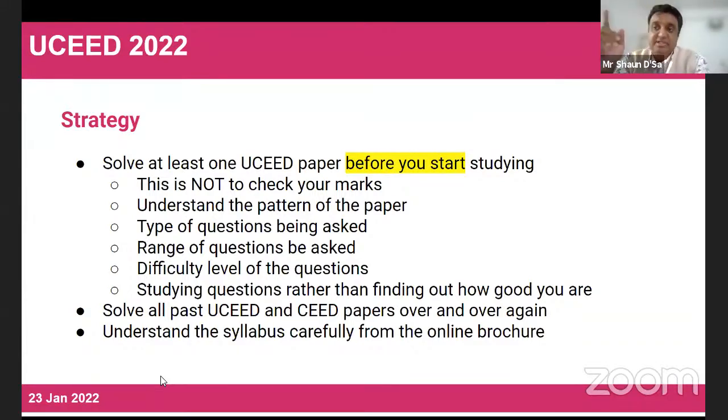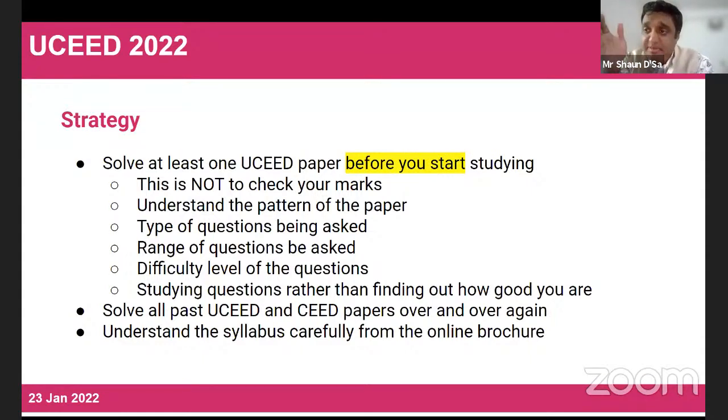Now this is very interesting. Solve both UCEED and SEED papers, both. Now some of you might get fully confused. I have a question for y'all. Please reply in the chat. SEED is for post-graduation. Are SEED papers relevant to y'all? Part A, yes or no? Some are saying yes, one or two said no.